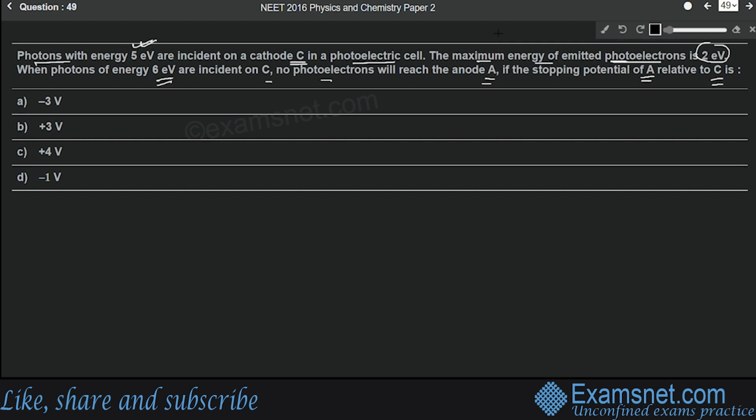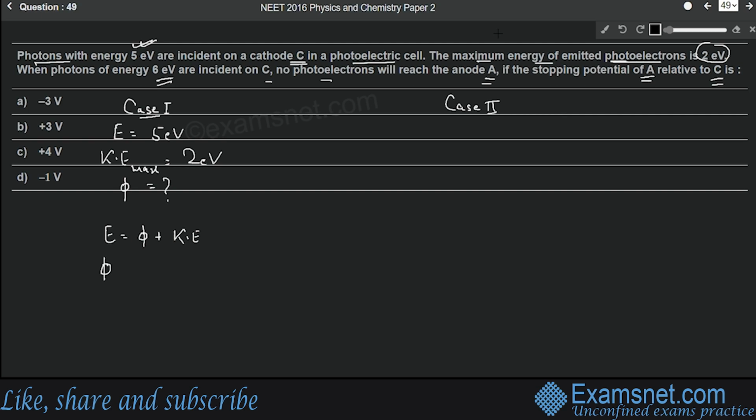Okay, so there are two cases here. Let's write it as case 1 and case 2. In the first case, the energy of the incident photons is given as 5 electron volt, whereas the maximum kinetic energy of emitted photoelectrons, that is Ke max, is given as 2 electron volt. Okay, but what is the work function? That we can find out using the formula E equals phi plus Ke, where phi is the work function.